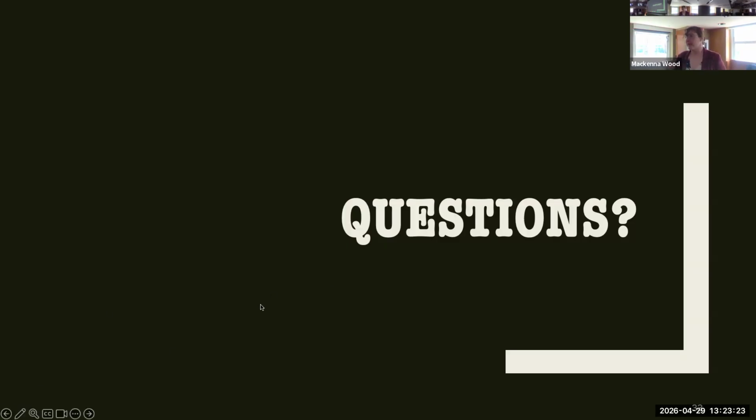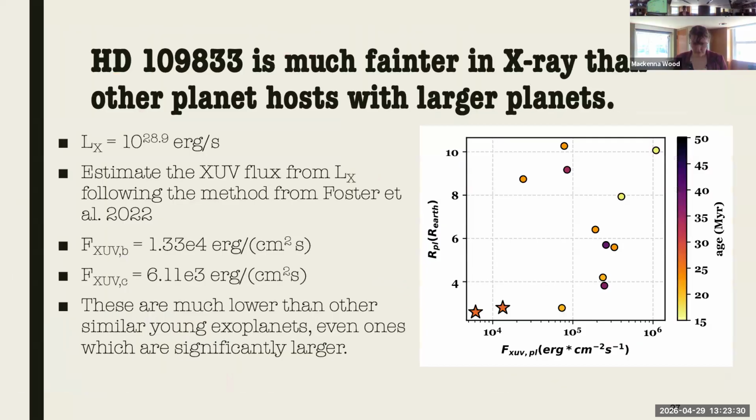Yeah, so it should be a factor, right? The closer it is to the star, the more it's going to get hit with that radiation. The plot that I was showing here, the bottom axis there is actually the flux irradiant on the planet specifically. So that takes into account the distance between the star and the planet. So even taking into account that those closer planets are going to get hit with a lot more, a lot of these young planets that we find are really close to their stars. So they get hit with a lot more and are still larger than HD 109833 b and c.